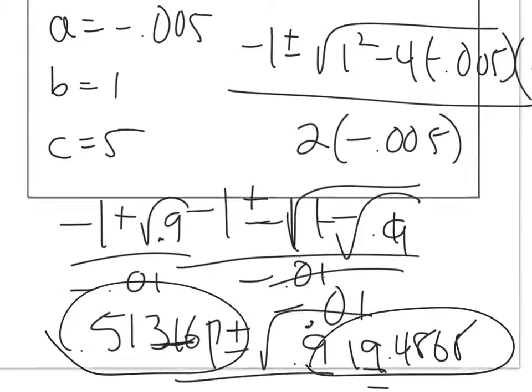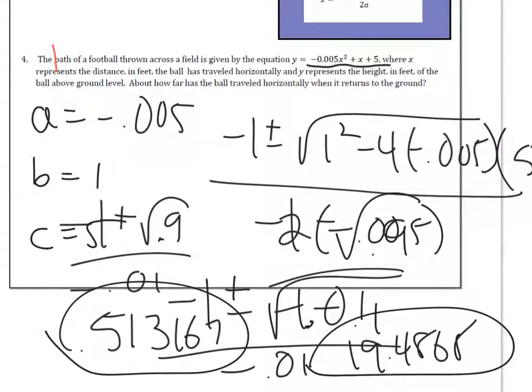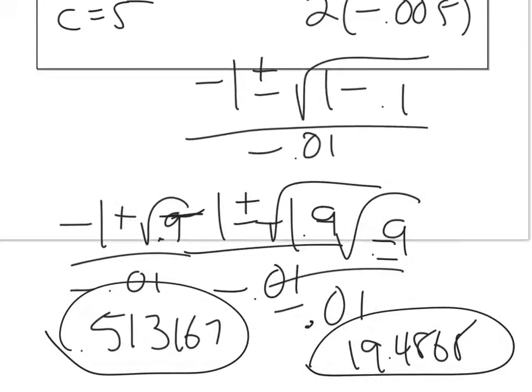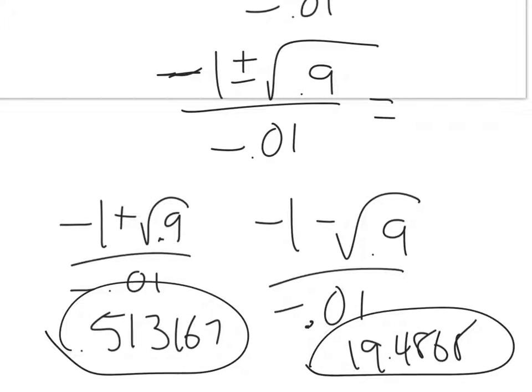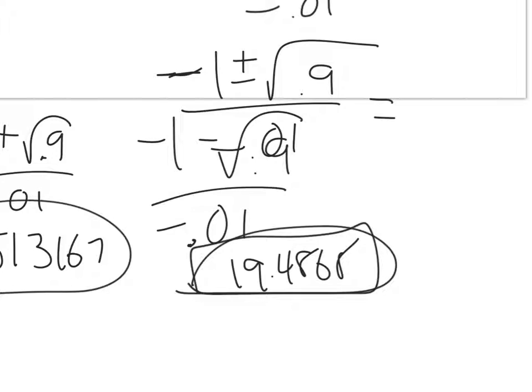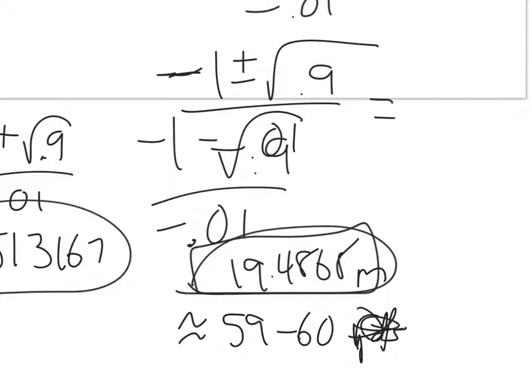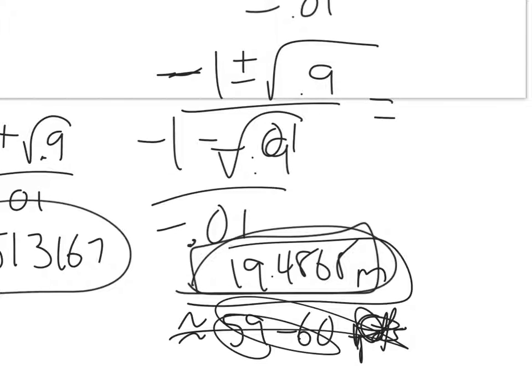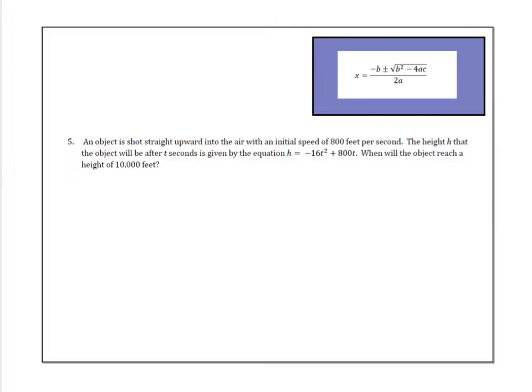So now back to my original question about how far a ball has traveled horizontally when it returns to the ground. Well, it has traveled about 20 meters, okay? 20 meters is approximately 60 yards. So it's going to be about 19 and a half meters. So not quite 59 to 60 yards, or feet, sorry. I screwed that one up. Just go with 19 meters. It's easier that way. All right, so last one.